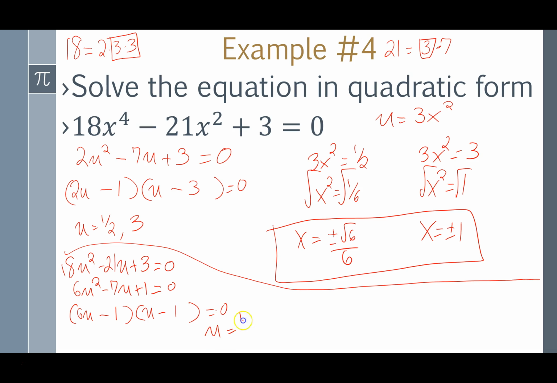So u equals 1/6 and 1, which ultimately is going to give you the same answer, because we said in this case u equals x squared. So x squared equals 1/6, same as we had up top, and x squared equals 1, same as we have up top. So ultimately it's up to you.